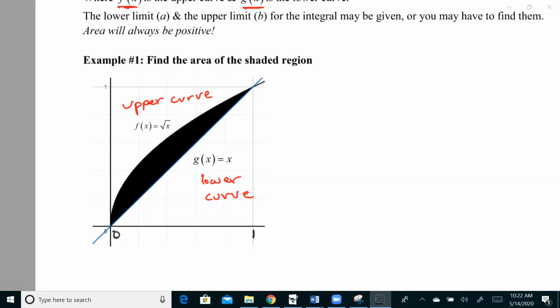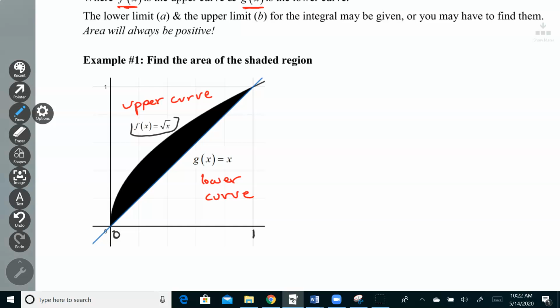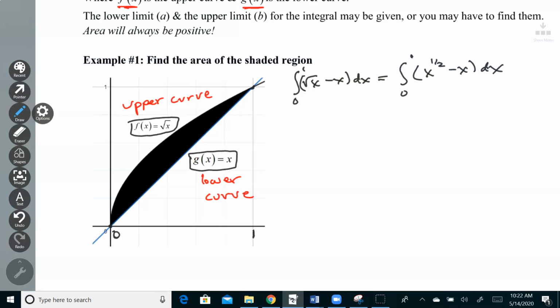Okay, we're going to find the area of this little shaded region, this little sliver. That is, the upper curve is the square root of x. The lower curve is just the diagonal line x. And obviously they intersect here and here. So from 0 to 1. So it's going to be from 0 to 1. The upper curve is the square root of x minus the lower curve x dx, or better yet, we really cannot take the integral with the square root of x, so x to the 1/2 minus x dx. We've done a lot of these lately, taking integrals.